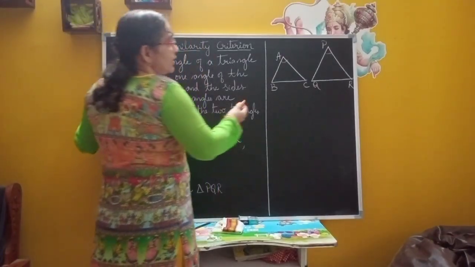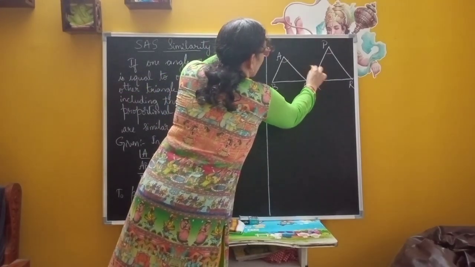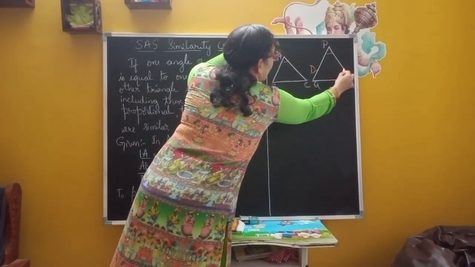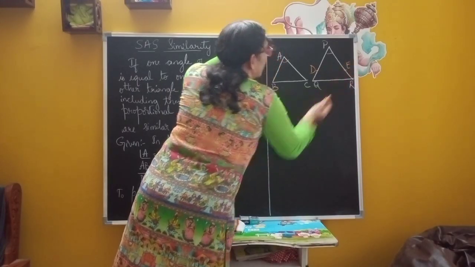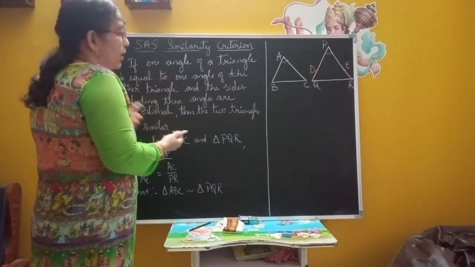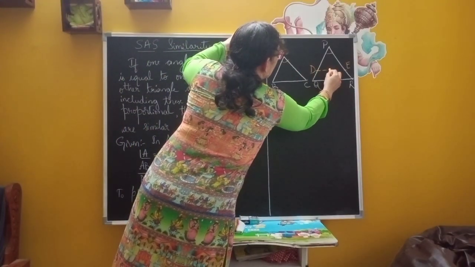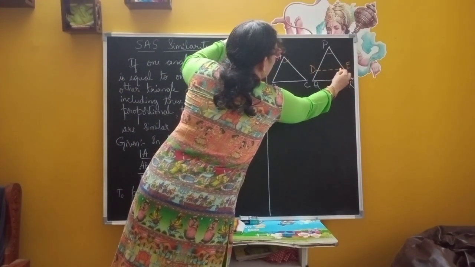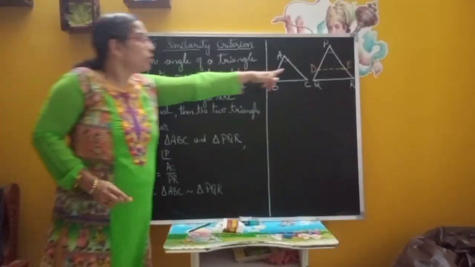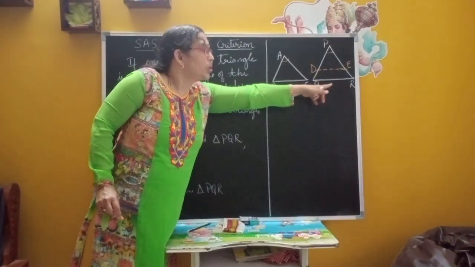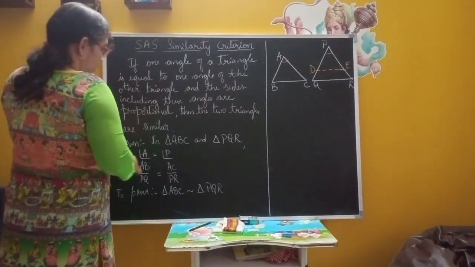Now what is the construction? Mark point D on PQ and mark point E on PR and join it. So now you understood what to prove. We need to prove this DE is parallel to QR. So let us continue further now.